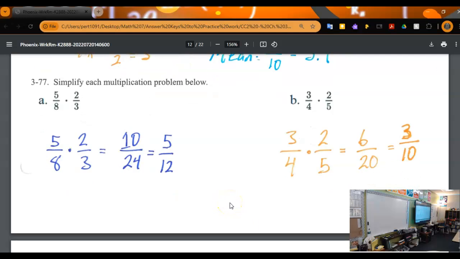Multiplying fractions. I don't want to say the E word, but it's definitely not as difficult as adding them. Straight through the top, straight through the bottom. Questions?